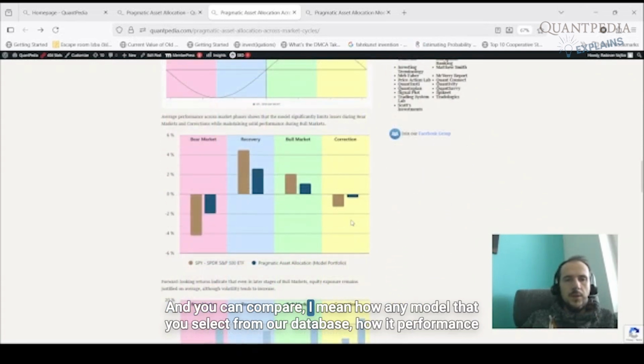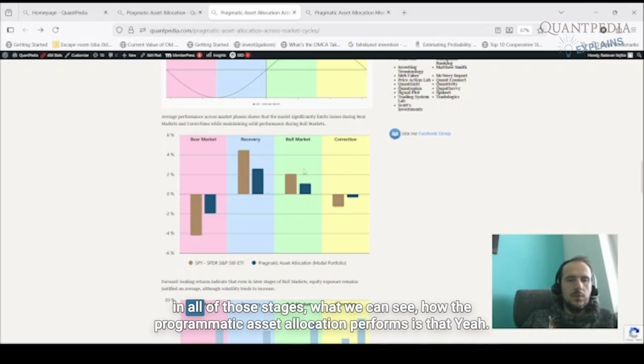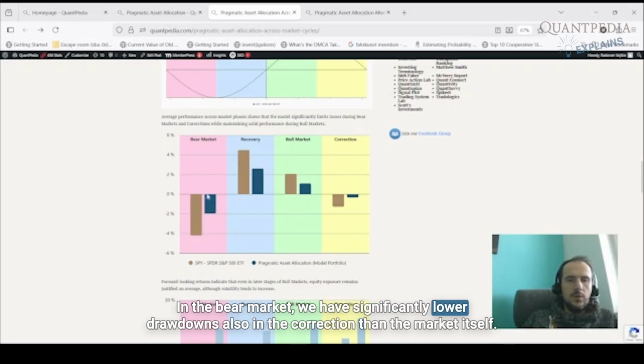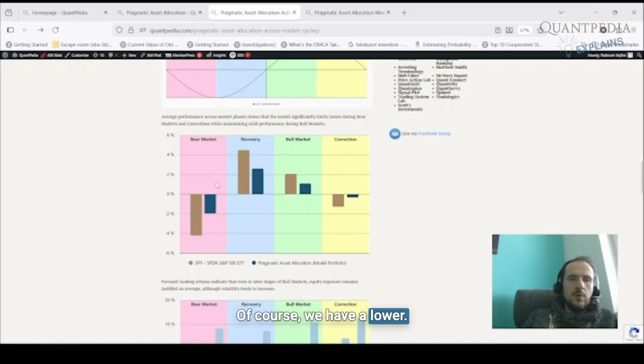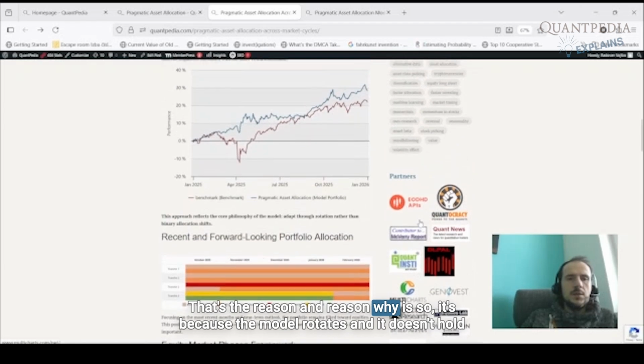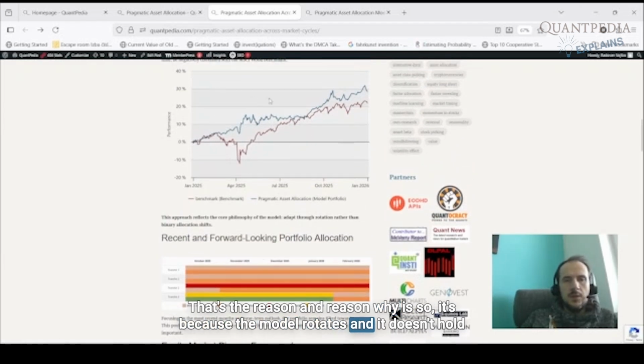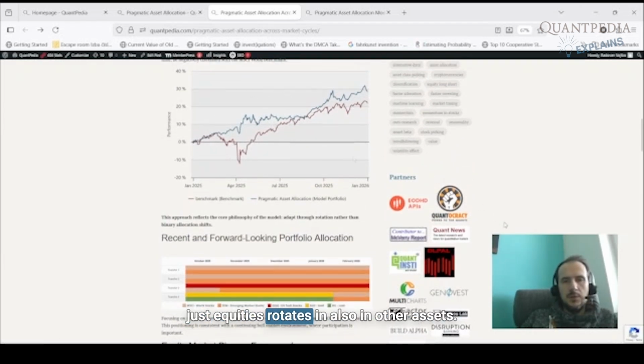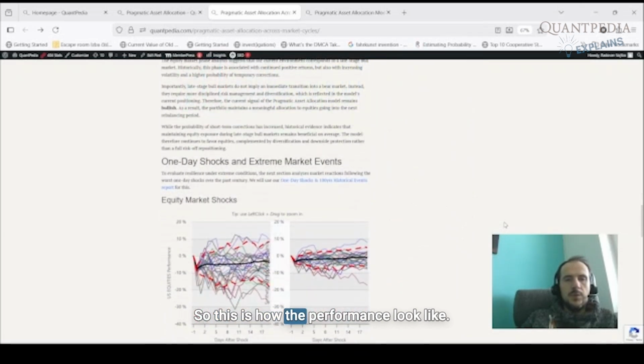And you can compare how any model that you select from our database performs in all of those stages. What we can see with the pragmatic asset allocation is that in the bear market, we have significantly lower drawdowns, also in the correction, than the market itself. Of course, we have a lower performance in the recovery and bull market, but overall you have a smoother equity curve. The reason is that the model rotates and doesn't hold just equities, it rotates also into other assets. So this is how the performance looks.